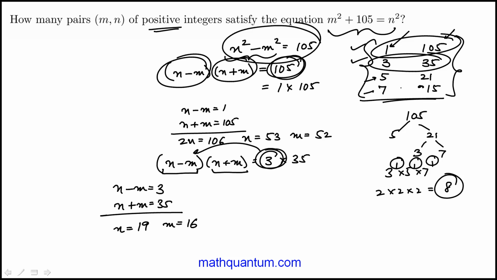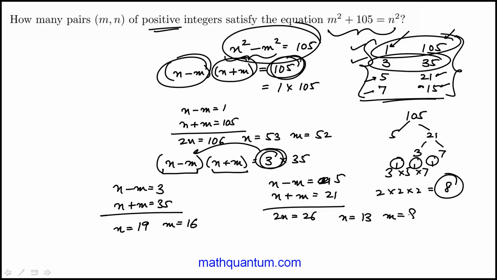Because these are all odd, and these are also odd, we know that when we add them, it's even, because we'll get 2n, and so they will all work. So if we do 5 and 21, n minus m is 5, n plus m is 21, so we'll get 2n is 26, n is 13, and m is 8. That's another pair. And then finally, this one will also work. n minus m is 7, n plus m is 15, and again, n would be 11, m is 4.